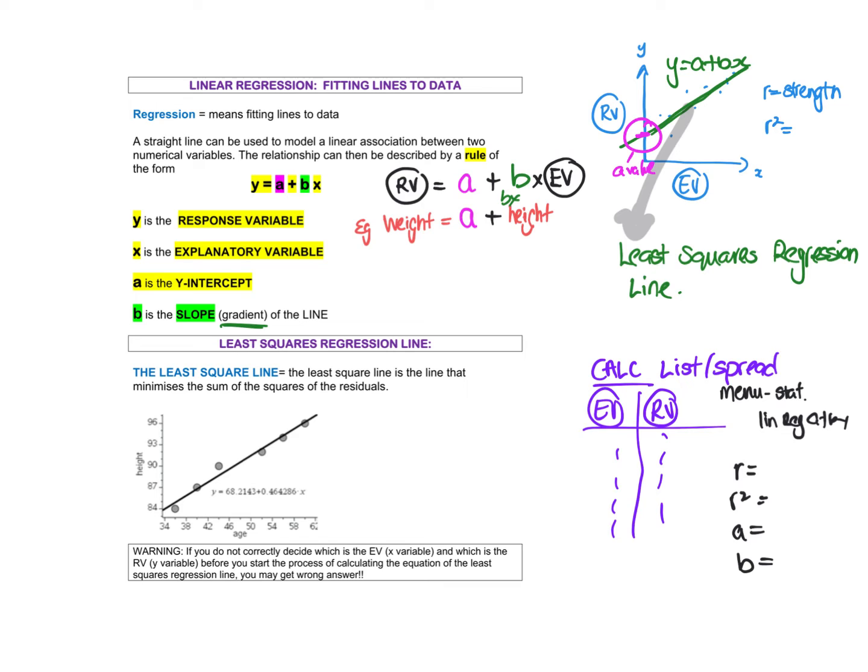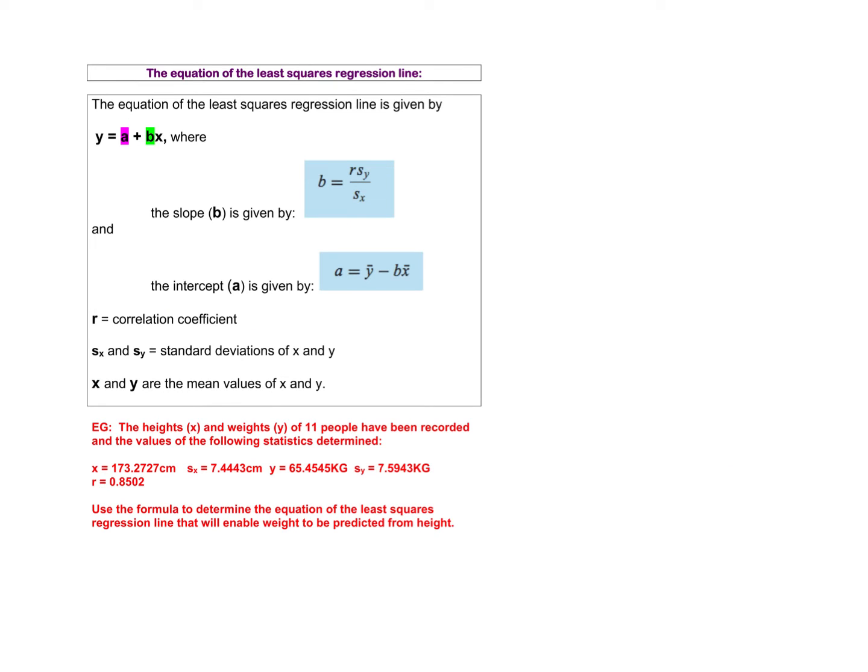It's really important, though, that you make sure you put the right variable in as x. You've really got to decide the right EV and the right RV, because you would get a different answer. So moving on.